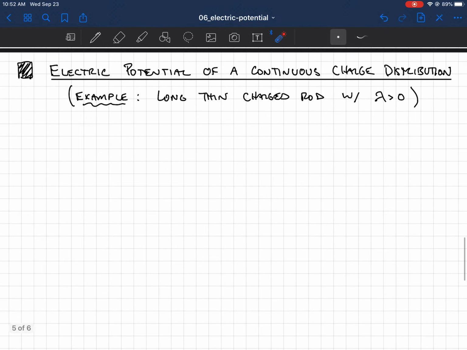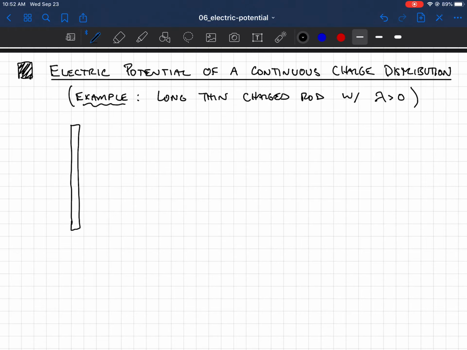So let's do that in a more complicated situation then. Let's look at the continuous charge distribution producing an electric potential at a certain point in space. And let's do a long, thin rod. So let's actually take a rod that has finite length to begin with, and then we'll let the length go to infinity from there.